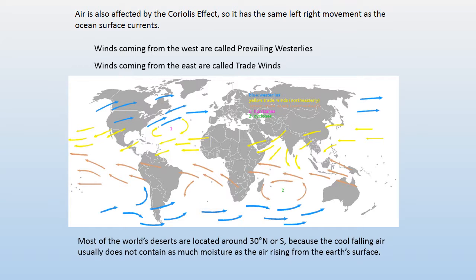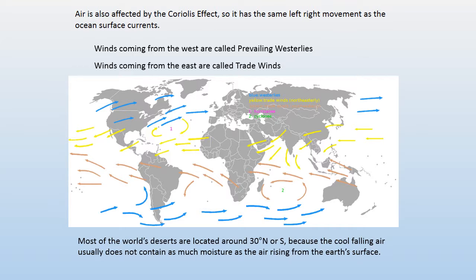Air is also affected by the Coriolis effect like the ocean, so it has the same left to right movement. This means that air tends to follow similar circular patterns as the ocean current, which further supports the flow of the ocean currents. Winds coming from the west are called prevailing westerlies, and wind coming from the east are called trade winds.